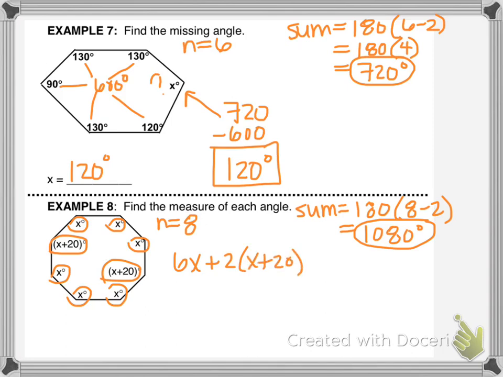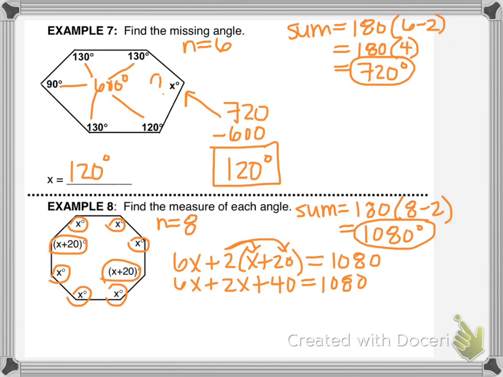You could also list out all the angles. You could say x plus x plus x plus x plus x plus x plus x plus 20 plus x plus 20. Or you could write it the way I did. And that should equal 1,080. Now we just need to solve this equation. So the first thing we're going to do is distribute that 2. So we have 6x plus 2 times x is 2x. 2 times 20 is 40. Equals 1,080.